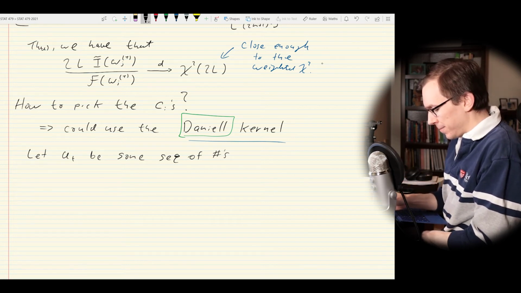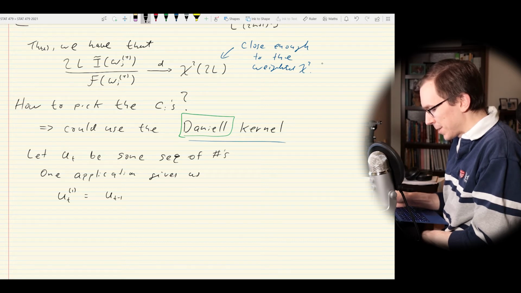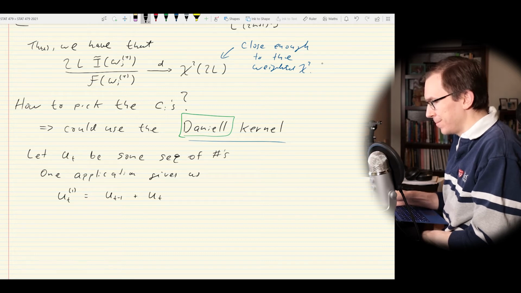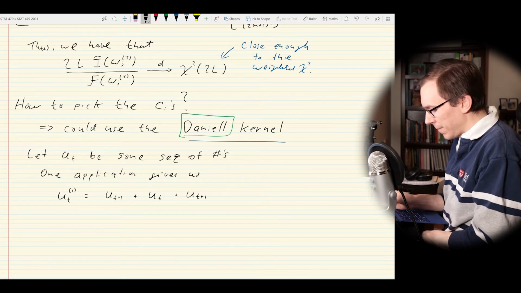So one application gives us a new sequence of numbers ut1, which is going to be the average of ut at time t minus 1 plus u at time t, and u at t plus 1. And we're going to divide all of these by 3.